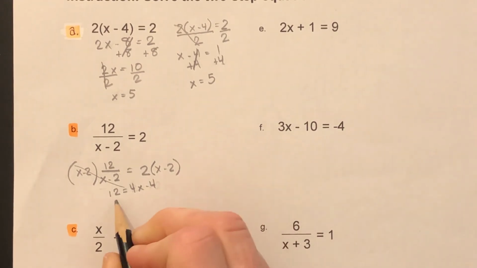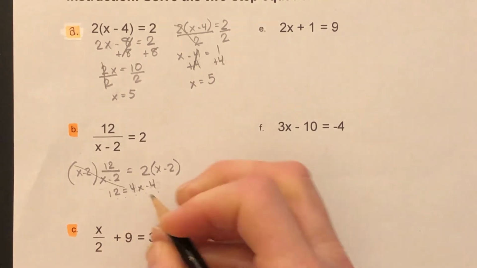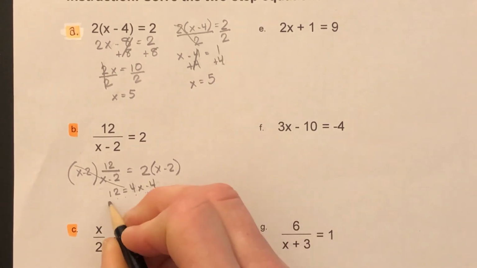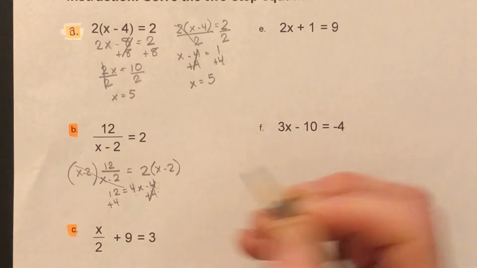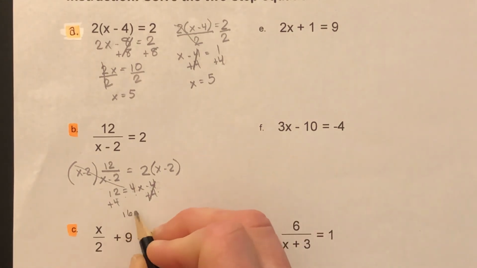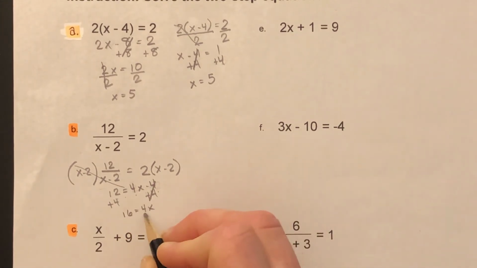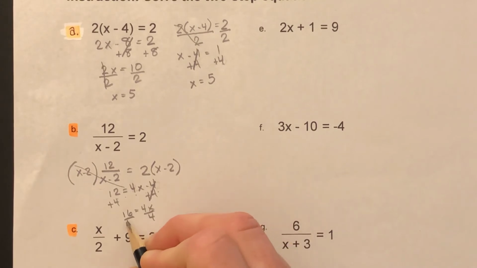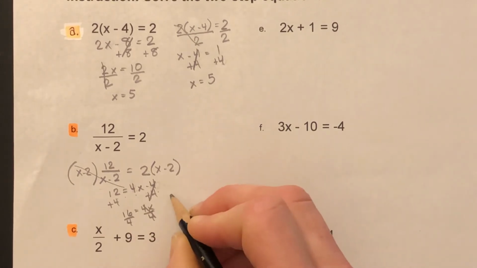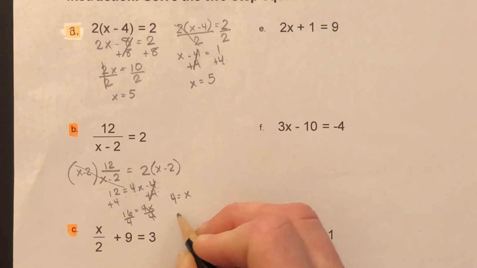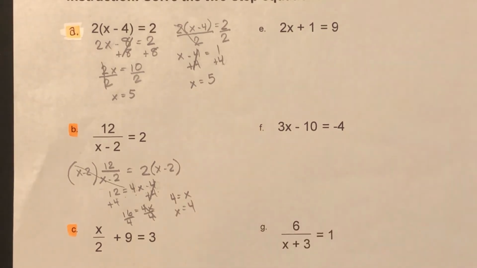So now I have 12 equals 4x minus 4. I'll add 4 to both sides. That cancels out, and then I have 16 equals 4x. I divide both sides by 4, and then I have 4 equals x, or x equals 4.